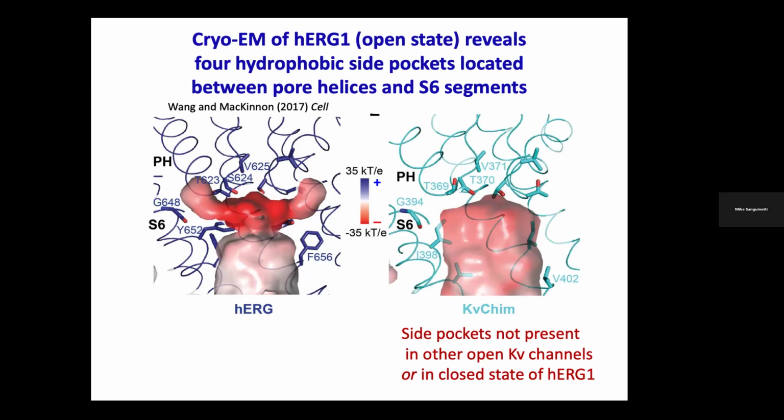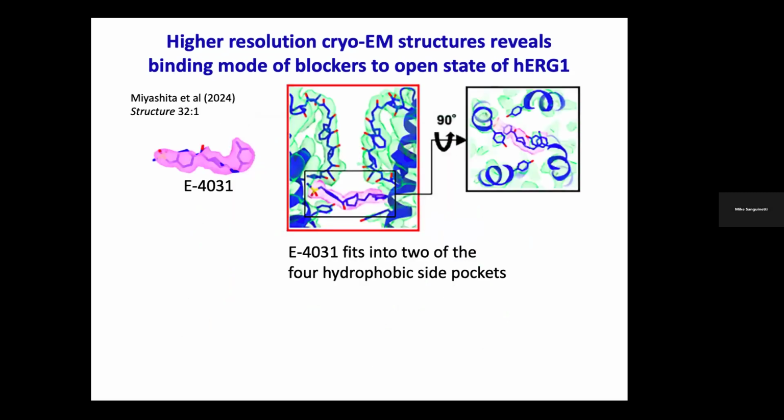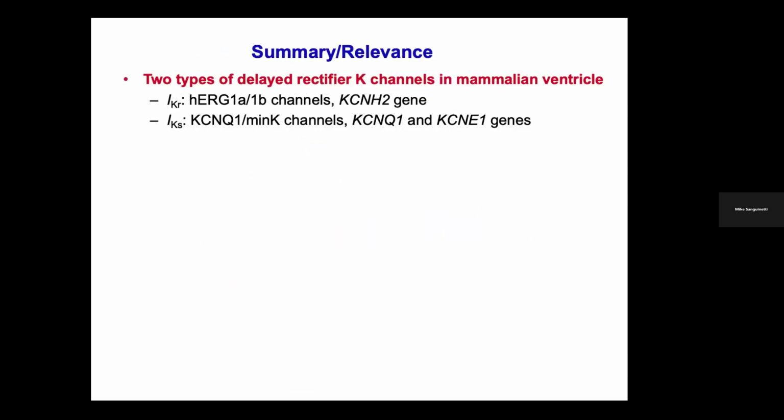So it's evidently these things are really key. At the time this cryo-EM structure was published, they couldn't get a drug in there and get an image. But since then, other groups have, out of Furutani's group in Japan, and you can see it fits in that little space. And this is, again, showing E431 in these two pockets, shown from above, right in here. So it's these little hydrophobic pockets that allow these drugs to bind. Here's another drug doing the same thing.